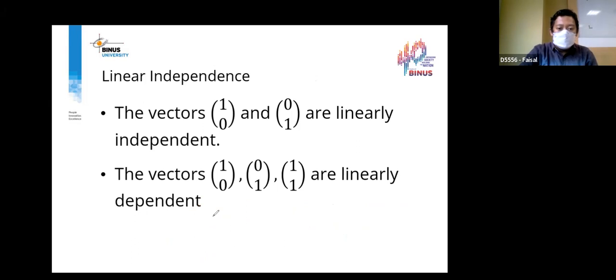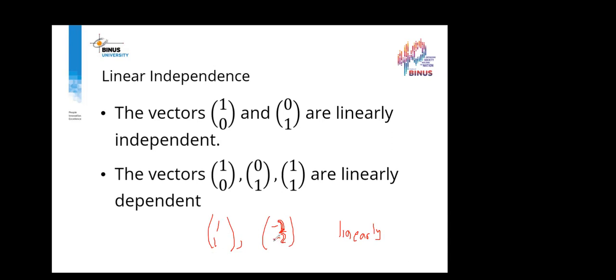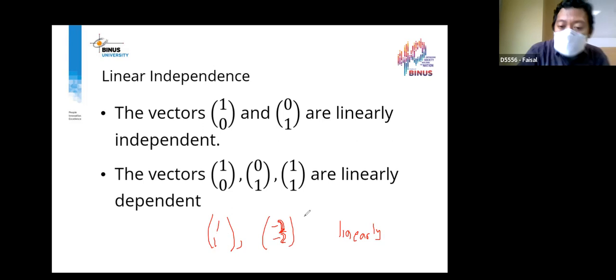Okay, how about this? 1, 1 and minus 2, minus 2. Is this linearly independent? This is minus 2, minus 2. This is 1, 1. Independent or dependent? Dependent. Dependent, good. Yeah.